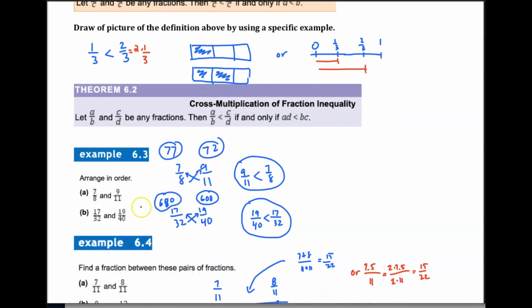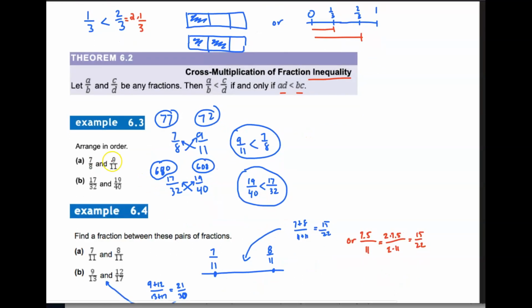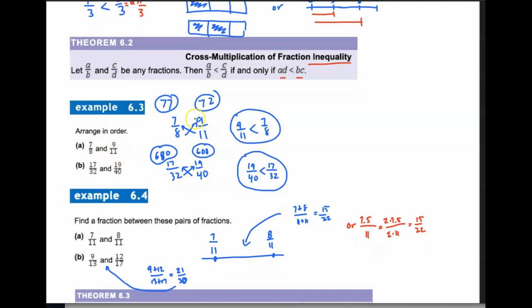Now it gets more complicated when the fractions don't have the same denominator. So we're going to use the cross multiplication of fraction inequality theorem, which is if we cross multiply, if A/B is less than C/D, then AD is less than BC. And so now we have this here. And so one way to do this is just cross multiply.